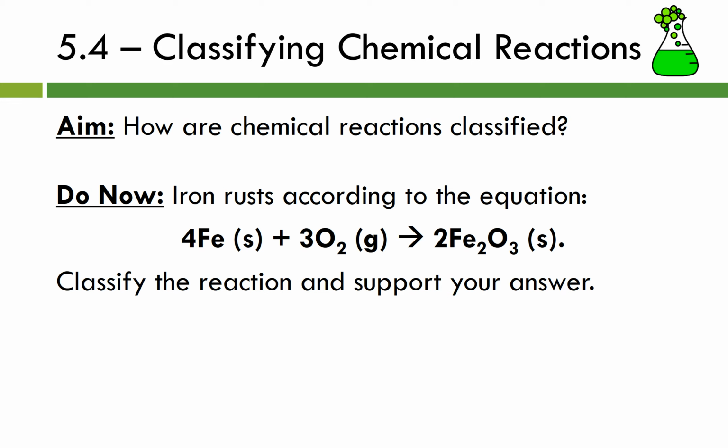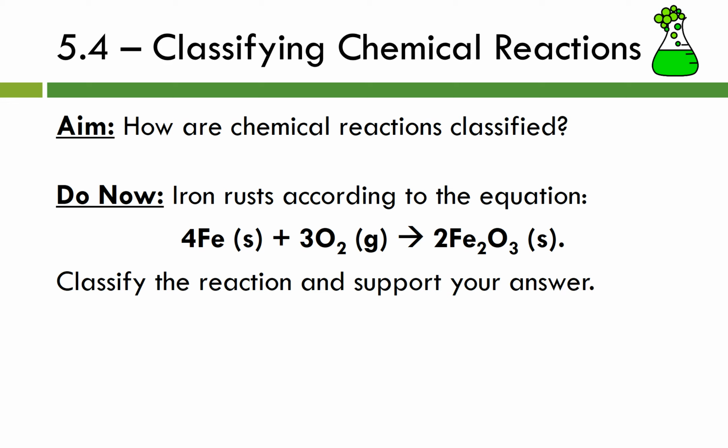In today's lesson we're going to look at equations and, based on the nature of the reactants and the products, get them classified as one of the 5 major reaction types. There's synthesis, decomposition, single replacement, double replacement, and combustion. Let's take a look at the do now.